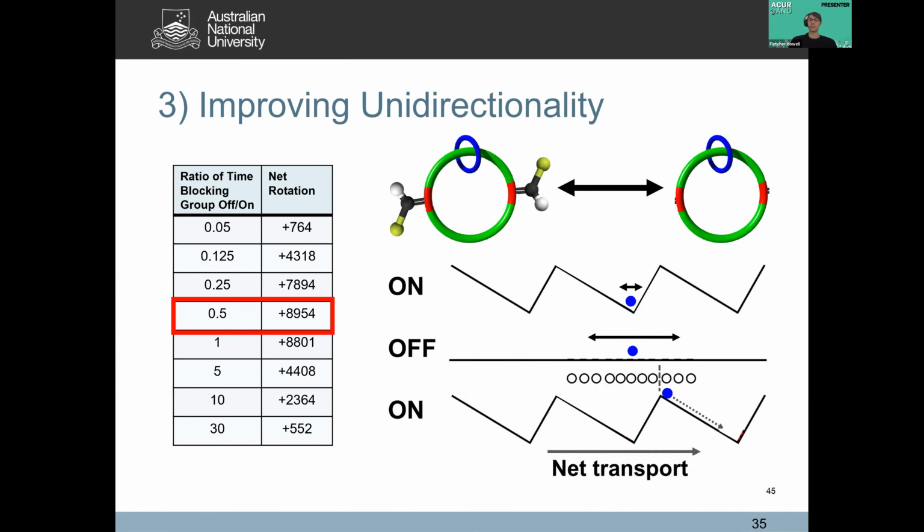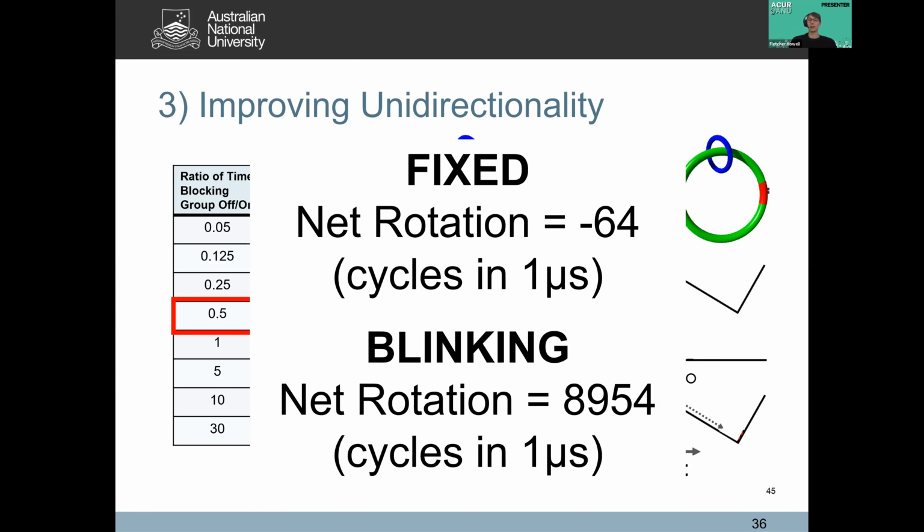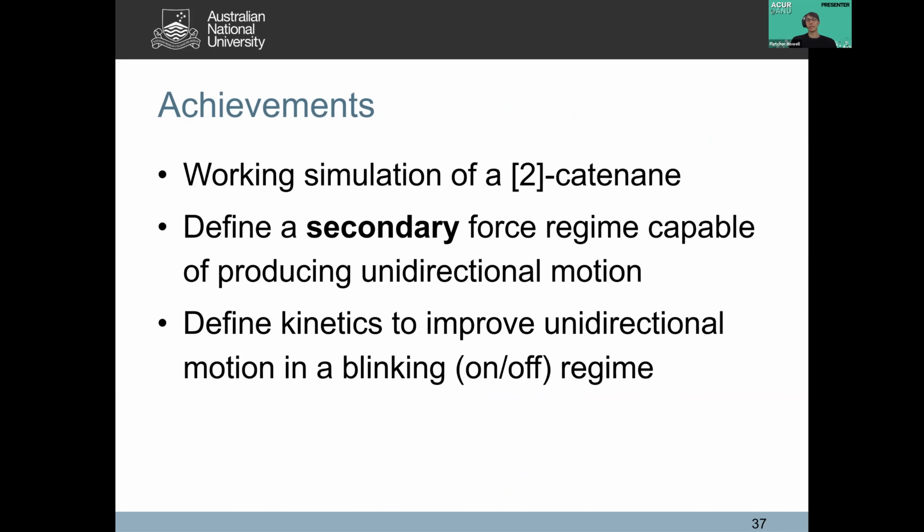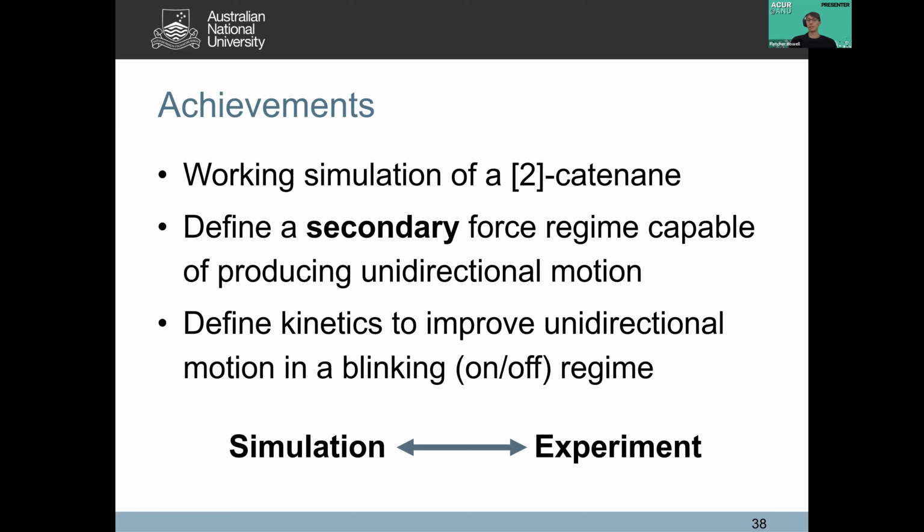And so you can vary the time that these blocking groups are on the ring and off the ring. And you end up with a rotation that's over 100 times faster than when these blocking groups were always attached to the ring. So out of my research, I was able to develop a working simulation of a catenane and then find that an asymmetric secondary force can get it to move in one direction, and that by blinking it on and off, we can make this unidirectional motion faster. So we came up with a simulation, and that can start to feed into experiment to hopefully actually be able to produce and make a 2-catenane that exhibits this kind of machine-like behavior.